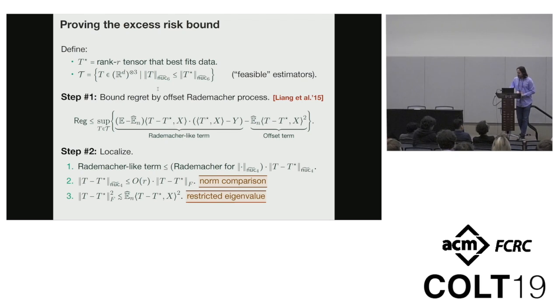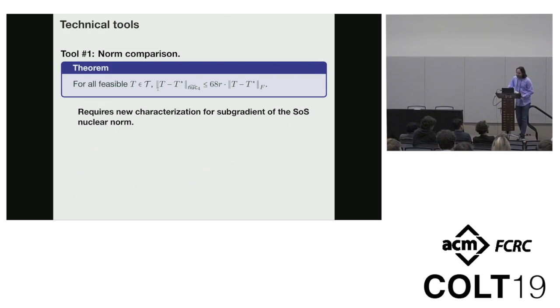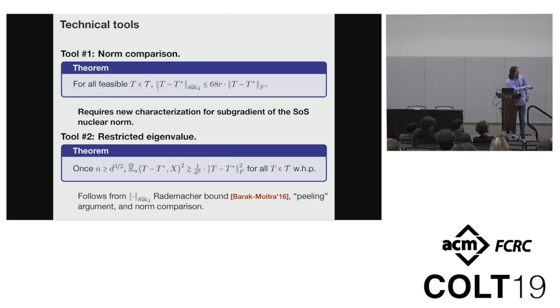Let me describe these technical tools in a little more detail. There are 2 tools. The first is the norm comparison inequality, and the second is the restricted eigenvalue guarantee. We're most excited about the norm comparison because it requires a new characterization of what the subgradient of the SOS nuclear norm looks like. That's the key tool, and I imagine this may have applications in other settings. Once you have this, you can prove the restricted eigenvalue guarantee by using concentration guarantees we already had for the SOS nuclear norm, plus some standard peeling arguments, and by using this norm comparison itself.